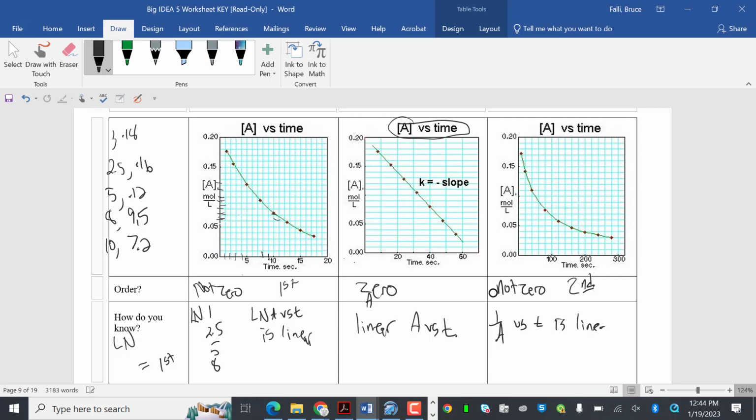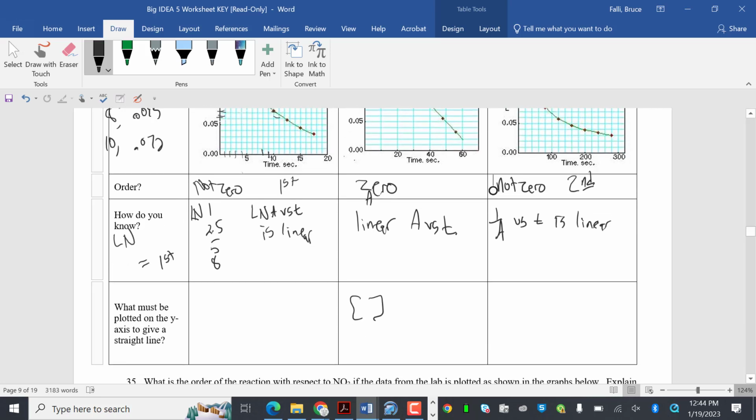So what I did again, and you can put this in your calculator, you can see where I plotted the points. I did catch that I called those 0.95 and it should have been 0.095 when I put them in there. 0.095 and 0.072, I think is what it was. But you graph A versus T, 1 over A versus T, and ln A versus T. That's how you can tell.